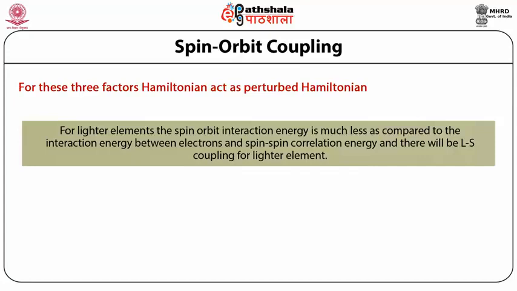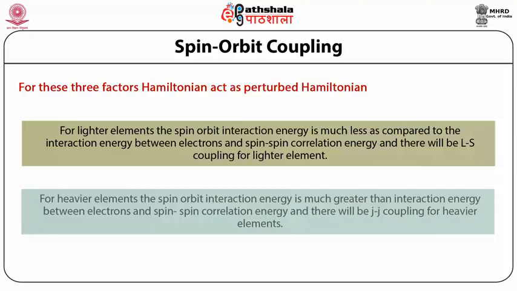between electrons and spin-spin correlation energy, and there will be LS coupling for lighter elements, while for heavier elements the spin orbit interaction energy is much greater than the interaction energy between electrons and spin-spin correlation energy, and there will be JJ coupling for heavier elements.